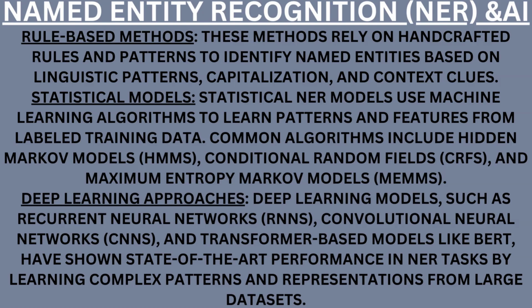Common algorithms include hidden Markov models, HMMs, conditional random fields, CRFs, and maximum entropy Markov models, MEMMs. Deep learning approaches. Deep learning models such as recurrent neural networks, RNNs, convolutional neural networks, CNNs, and transformer-based models like BERT have shown state-of-the-art performance in NER tasks by learning complex patterns and representations from large datasets.